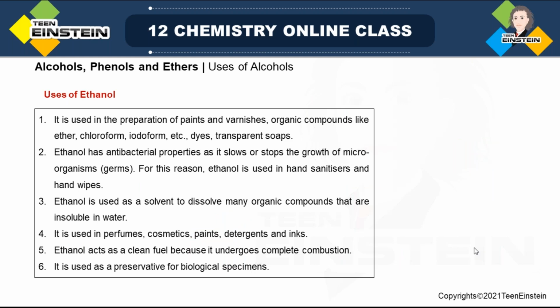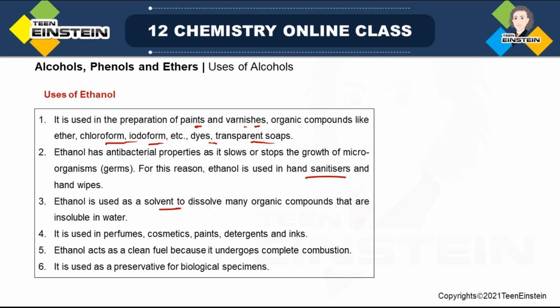Ethanol, that is ethyl alcohol. Now it has very versatile applications for preparation of paints, varnishes, and other organic compounds like this, etc. That is large scale manufacturing process for all these molecules. Ethanol is used. It also has antibacterial properties because it slows and stops the growth of microorganisms, and that is the reason it is used in hand sanitizer.